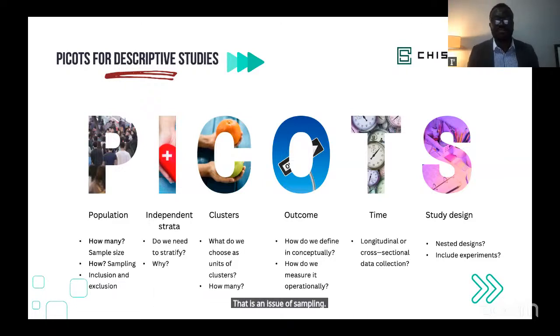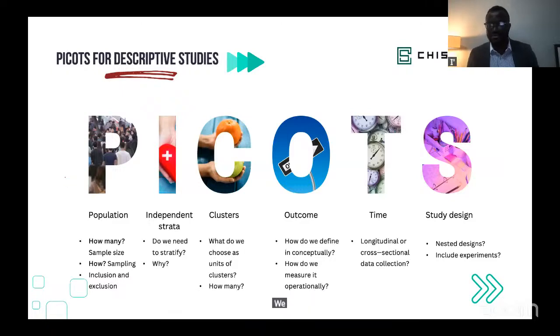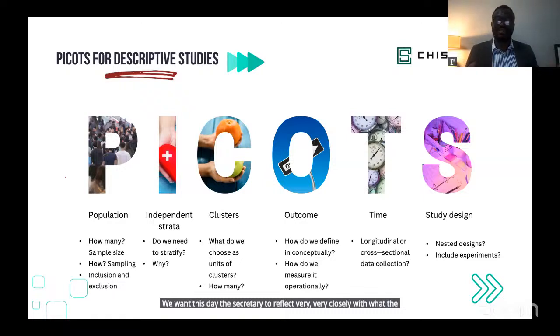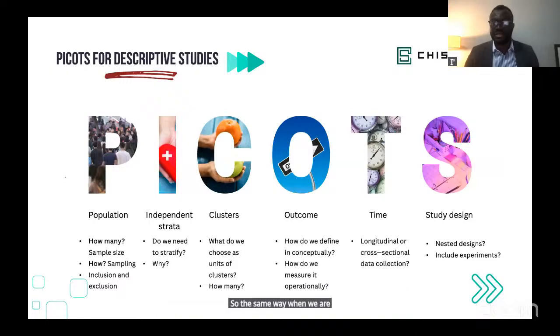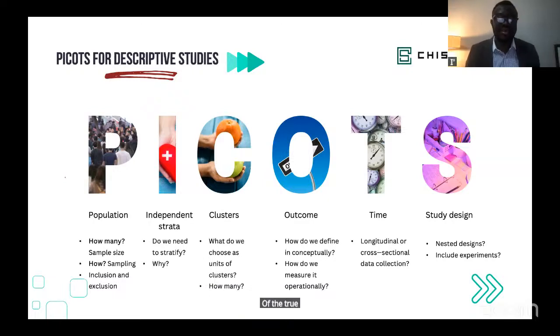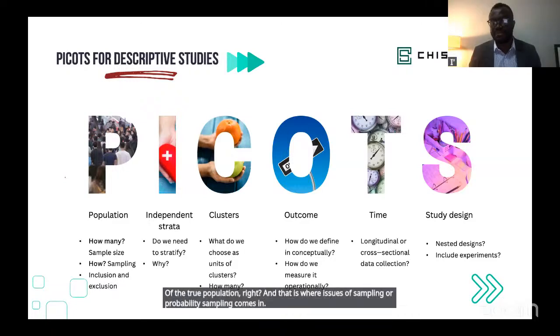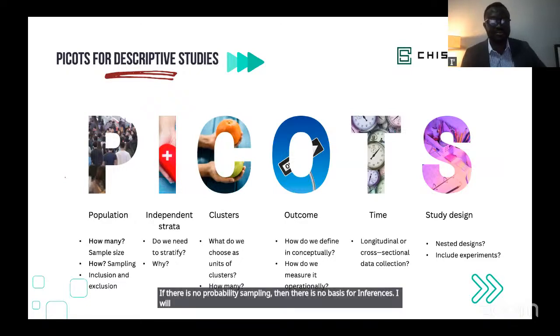And we also have to worry about inclusion and exclusion criteria, because remember, we want the secretary to reflect very, very closely what the president is, right? When presidents are selecting their chief of staff, they take great care to find people who reflect their values and who can speak for them. So the same way, when we're drawing samples, we want to make sure that the sample is representative of the true population, right? And that is where issues of sampling or probability sampling come in. If there's no probability sampling, then there's no basis for inferences. I will talk about that a bit more.